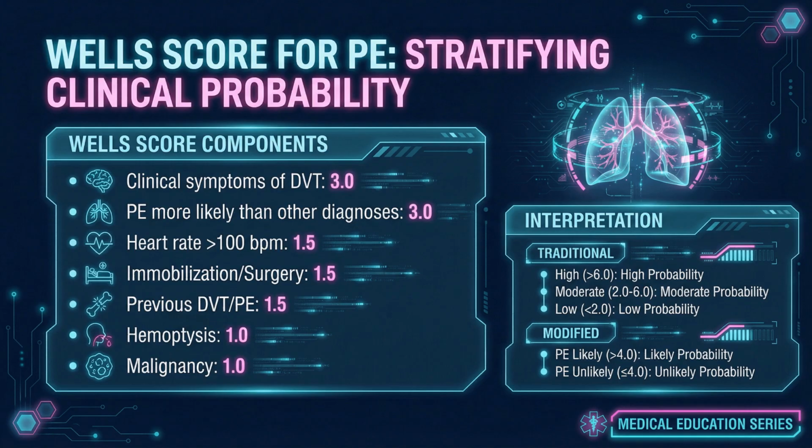Using the Wells score effectively can help us decide when to order imaging like CT pulmonary angiography or when to consider D-dimer testing, ultimately improving patient care by targeting resources appropriately and avoiding unnecessary testing. Remember, while the Wells score is a valuable tool, it should always be integrated with clinical judgment and other findings to guide your management decisions.